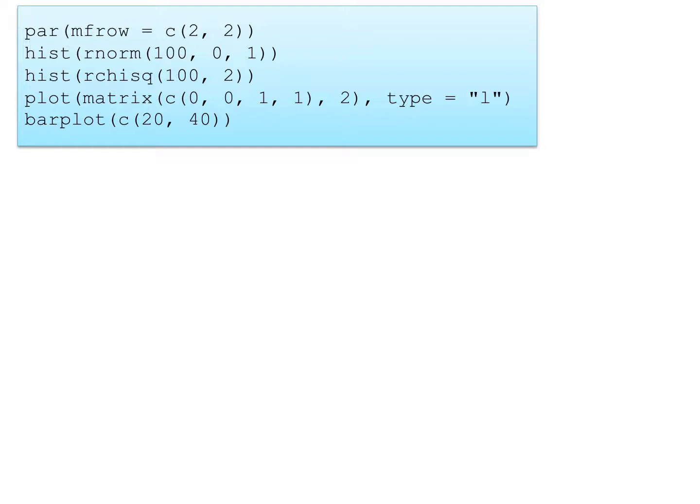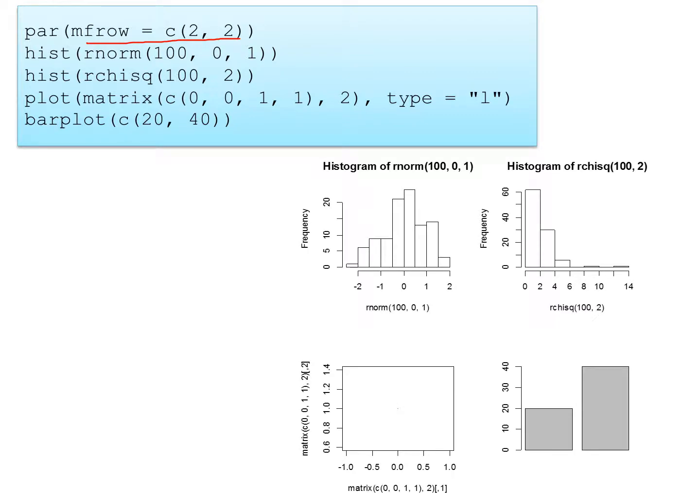So I'll show you a very simple example. par(mfrow=c(2,2)) means that the histogram of the normal distribution will be on the first one, histogram of the chi-square will be on the second one, the plot will be on the third one, and bar plot on the fourth one. Okay?